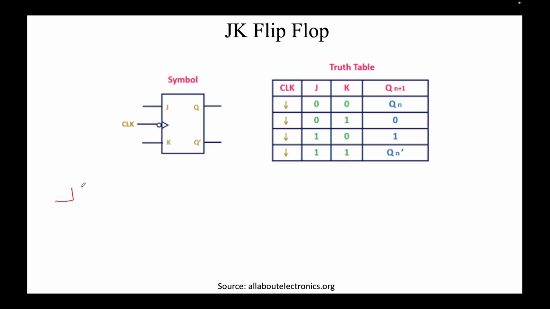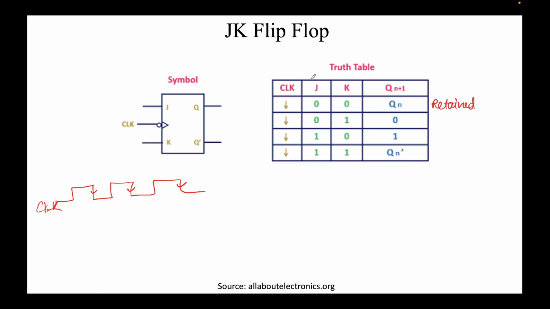So for instance, let's say the clock is something like this, then the truth table will come into effect only at the negative clock edge. This is denoted by this downward symbol here: only at the negative clock edge do we evaluate the values of J and K and accordingly update the value of Q if needed. So for instance, if we are on the negative clock edge and J and K are 0, then the next value Qn plus 1 is the same as Qn. It does not change, so we say it is retained.